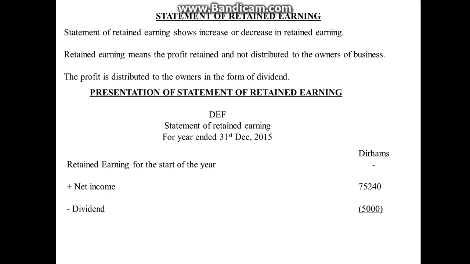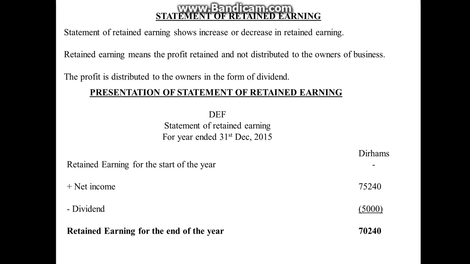Then you subtract dividend. Dividend is the amount which is paid out of the profit, so you have to subtract it. If you see in the question, there is a dividend given, 5,000. So from 75,240 I will subtract 5,000. The answer is 70,240, which is called retained earnings for the end of the year. In the start it was retained earnings for the start of the year, now it is retained earnings for the end of the year, which is 70,240. Remember, this statement of retained earnings is linked to the income statement, because you have to write net income 75,240, which you get from the income statement, and dividend 5,000 is given in the question, so you get 70,240, which is your answer.